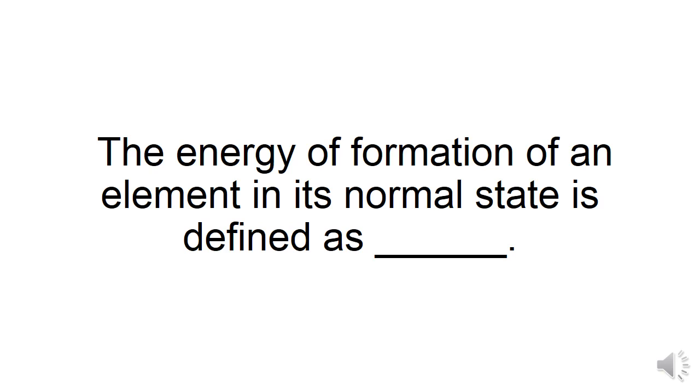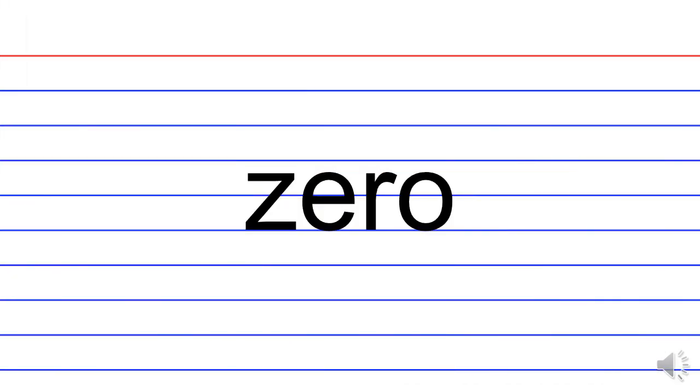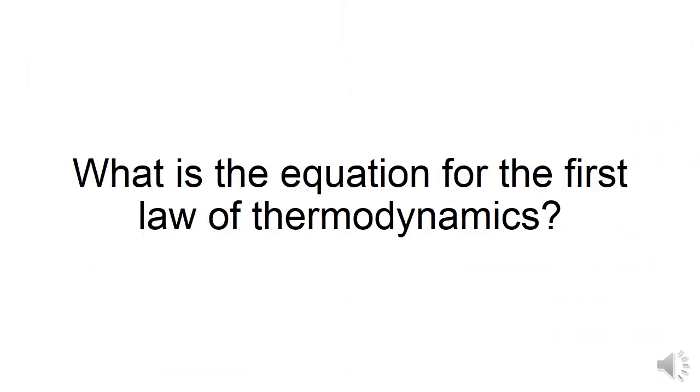The energy of formation of an element in its normal state is defined as, what is the value of this energy of formation? It's defined as 0. So the energy of formation for an element in its standard state is 0. And I think it's denoted like that, H, which stands for enthalpy, and this degree sign out in front of it, standing for standard.